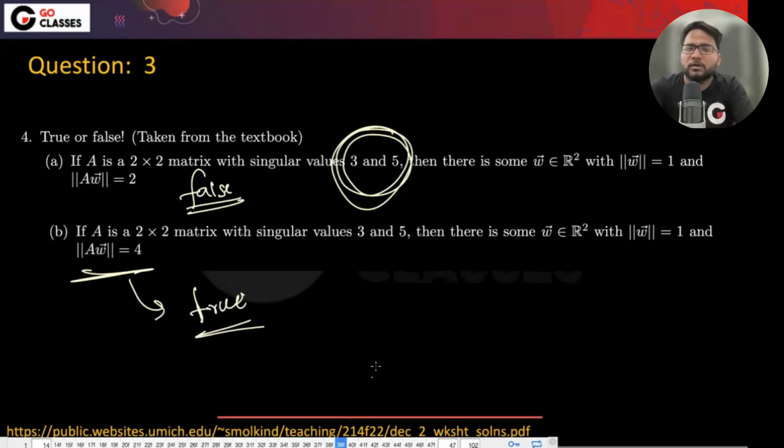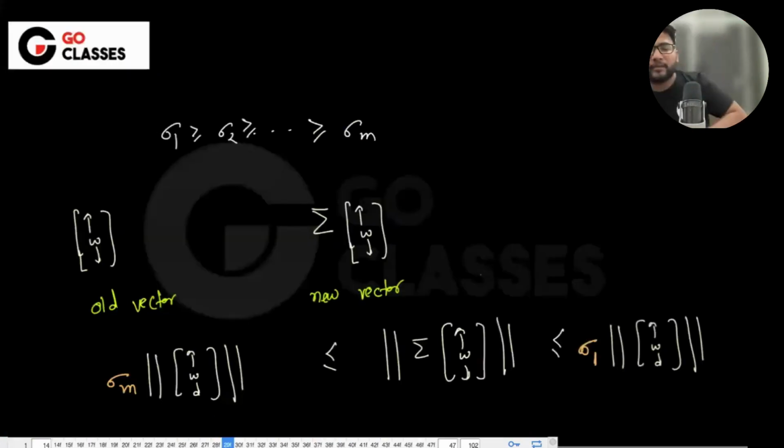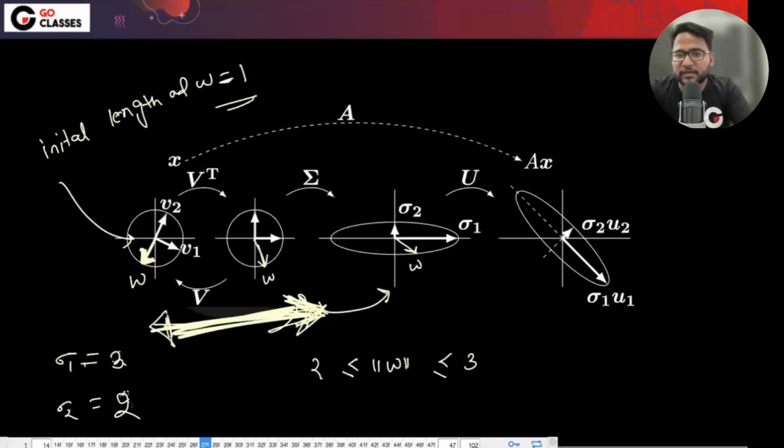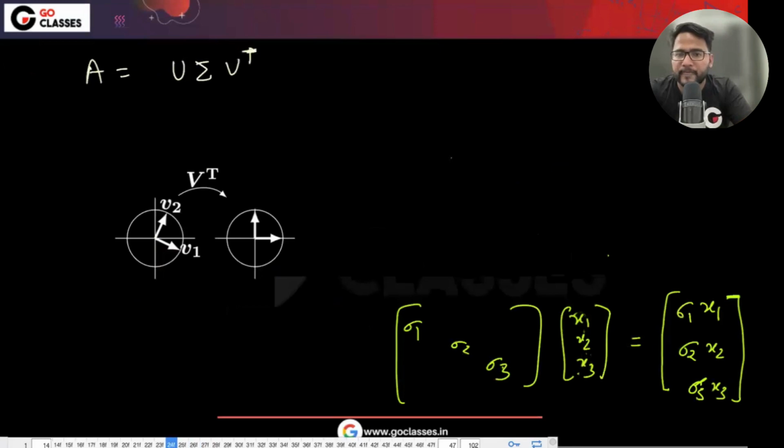Hope you understood. Basically, what they are trying to say is that if you have any vector w and you multiply by sigma, then the minimum and maximum length will be given like this. If you multiply this by sigma, this is sigma 1, sigma 2, sigma 3, like that you will be getting. Then the minimum will be if everything is sigma 3, and the maximum will be when everything is sigma 1, right?